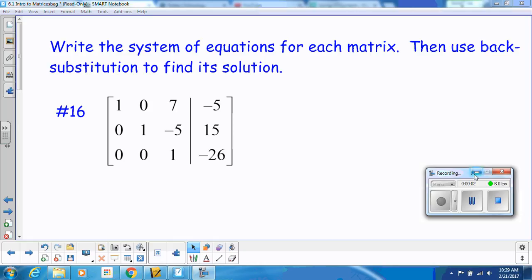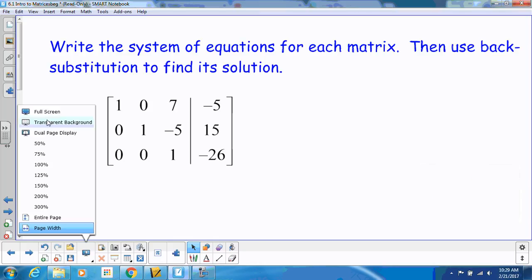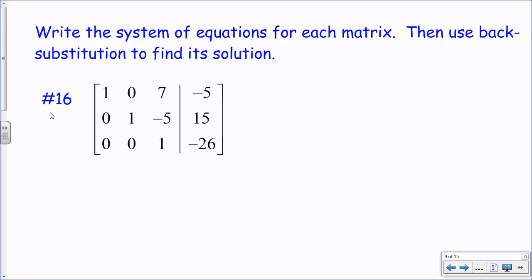All right, we need to pick back up from 6.1. So we're just going to practice a few things with the matrices that we've learned. So this is still 5.1. This is kind of like the warm-up we just did, but it wants you to write the system. So let's write out the system. Remember that this is your X column, that's your Y column, your Z column, and then equals.